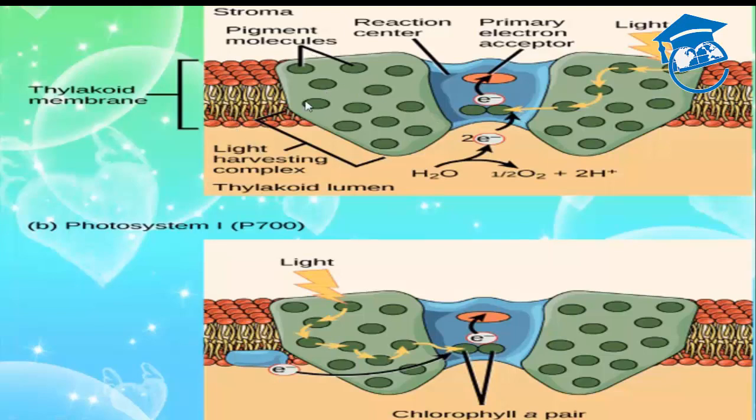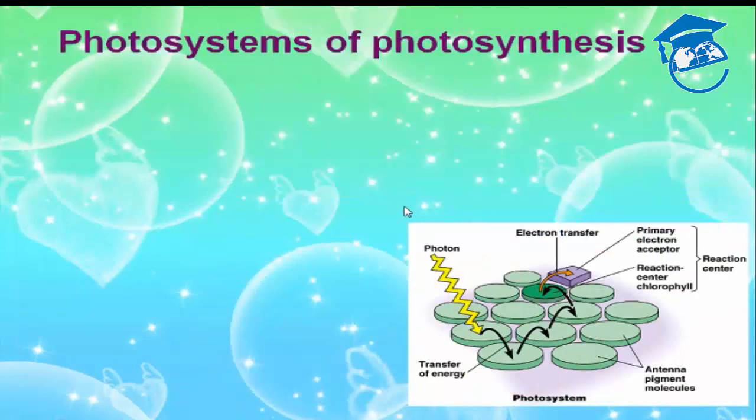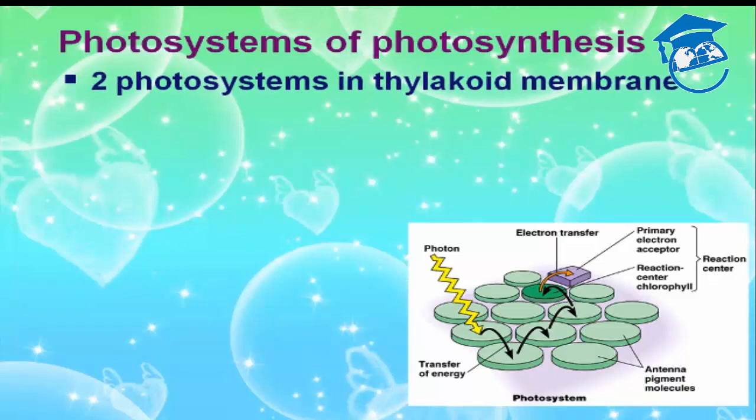This entire portion is known as the light harvesting complex, students, where pigment molecules are embedded in the thylakoid membrane. And this is your PS1, that we call P700, students. Here these are the pigment molecules which are embedded in the thylakoid membrane. And this is the chlorophyll A pair. I'll explain in detail what it is and how it works, but for the timing, just know it briefly. So these are the two photosystems present in the thylakoid membrane, students.